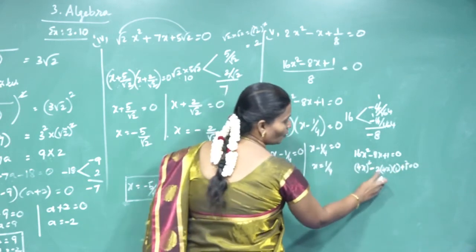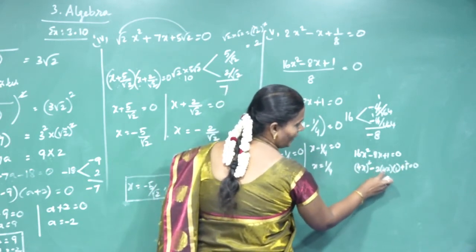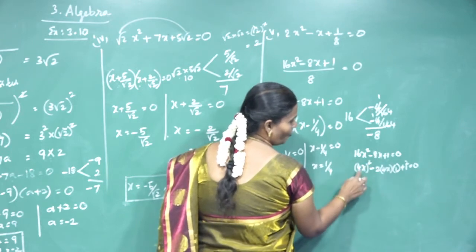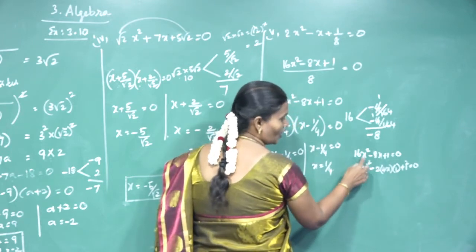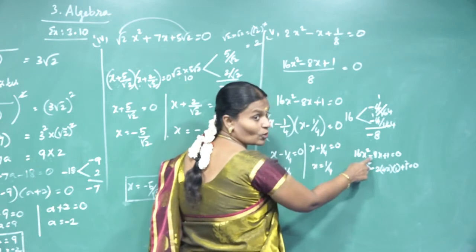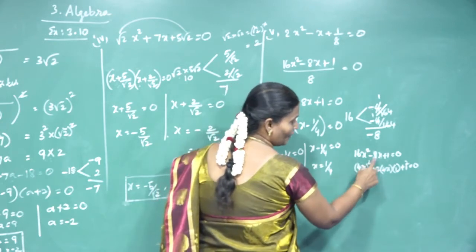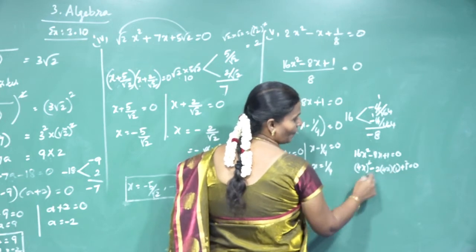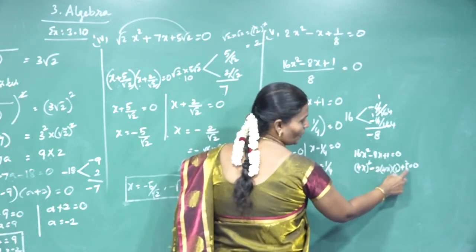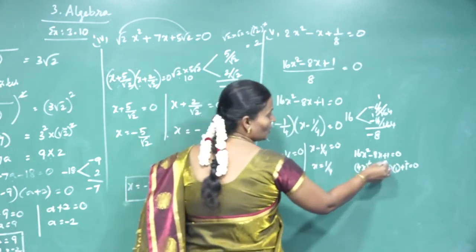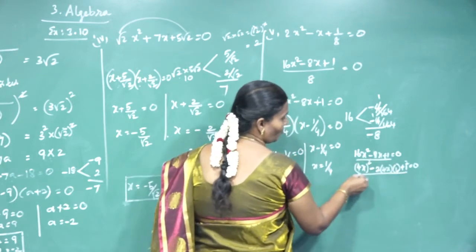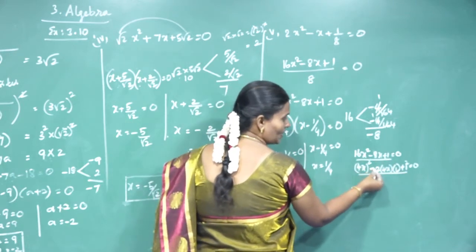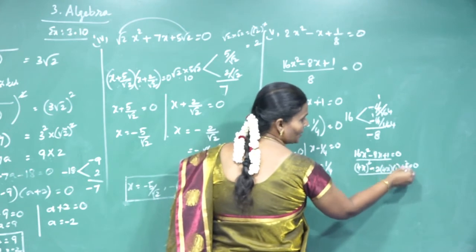See, check it. 2 4s are 8, 8x. So 4x the whole square means 16x square. Then here 8x is minus 2 of 4x of 1. Then plus 1 is here, that is the 1 square. So this is in the form of a square minus 2ab plus b square.